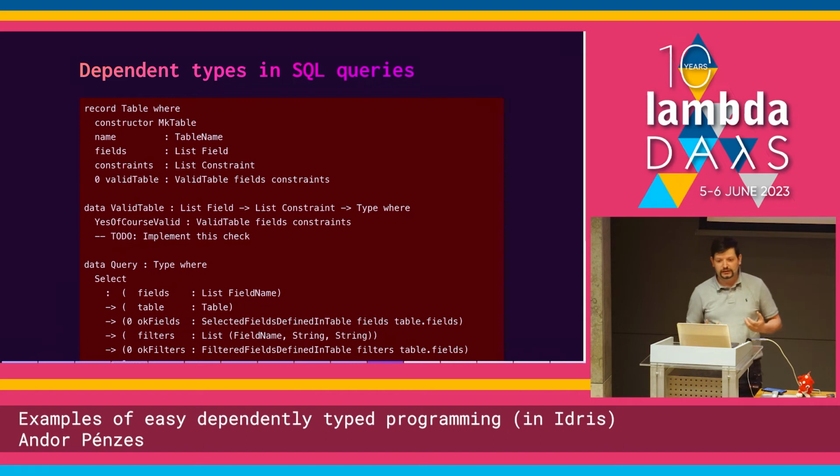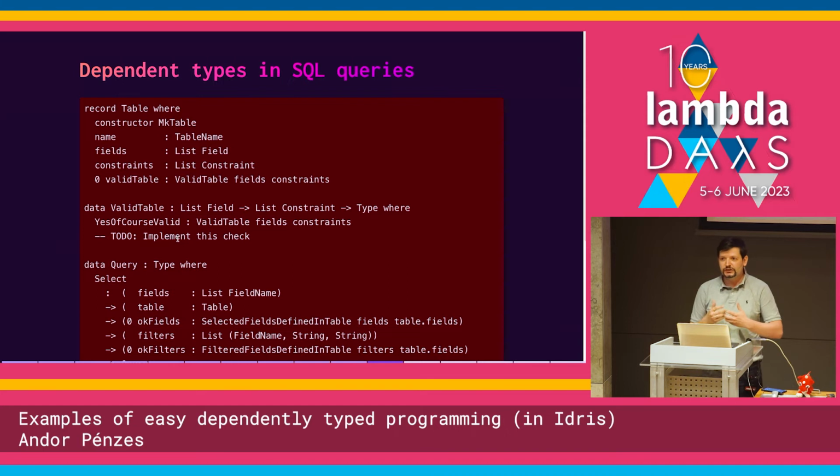We can formalize this idea using a simple construction in Idris, where we have this table description, which has a name, a list of fields, and a list of constraints. I'm also putting in a mock, because of course this table should be valid. So I should create a valid table somehow. For example, the constraints must respect the field names. But because I'm a software developer and I'm lazy, I can simply pretend that, yes, of course this table is valid, and postpone that implementation until a little later.